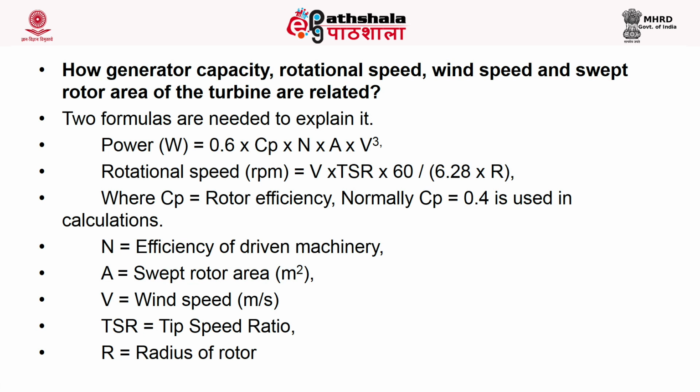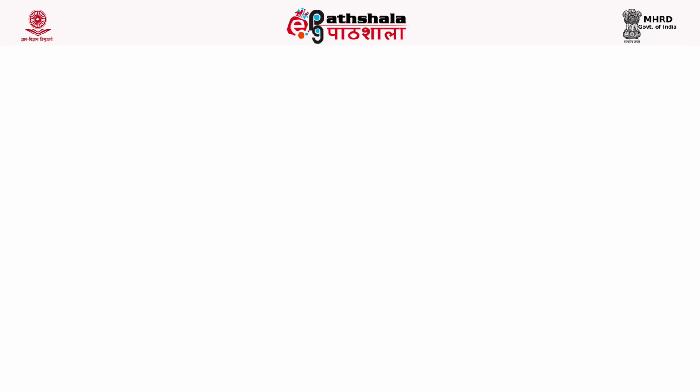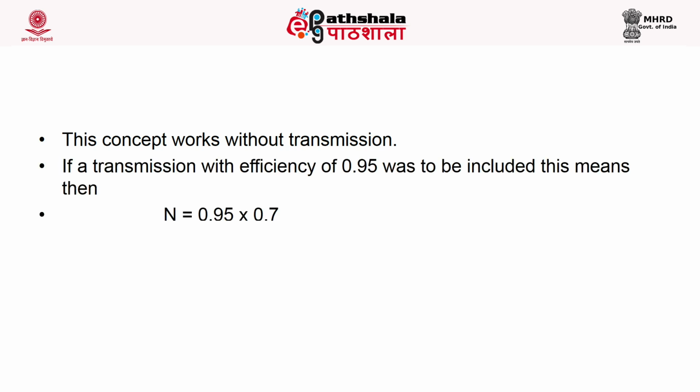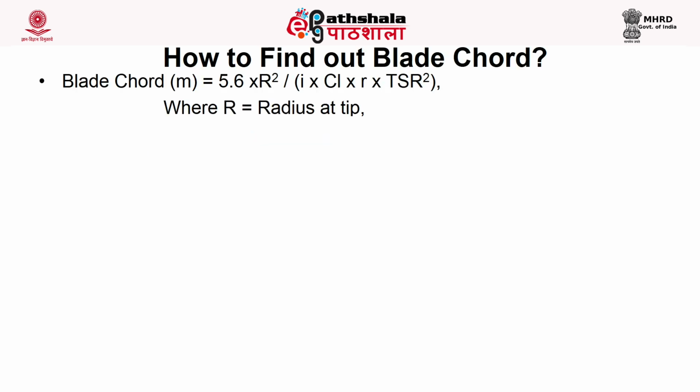So, this concept normally works without transmission. But if a transmission with efficiency is there, the efficiency is not 100%, so we should multiply by a factor of 0.95. Then N, the efficiency of the driven machinery, will be equal to 0.95 multiplied by 0.7. Now, how do we find the blade chord?